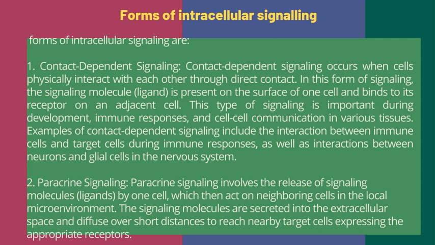This type of signaling is important during development, immune responses, and cell-cell communication in various tissues. Examples of contact-dependent signaling include the interaction between immune cells and target cells during immune responses, as well as interactions between neurons and glial cells in the nervous system. Second, paracrine signaling. Paracrine signaling involves the release of signaling molecules, ligands, by one cell, which then act on neighboring cells in the local microenvironment. The signaling molecules are secreted into the extracellular space and diffuse over short distances to reach nearby target cells expressing the appropriate receptors.